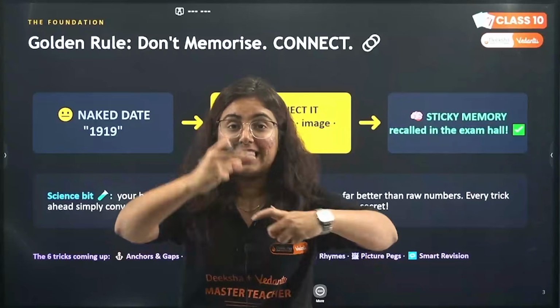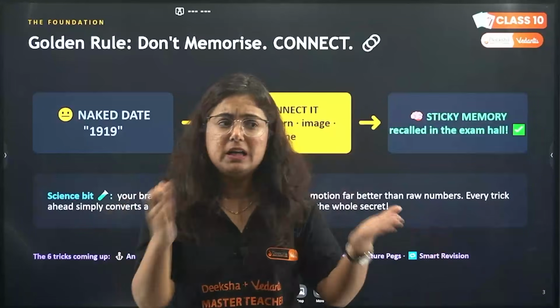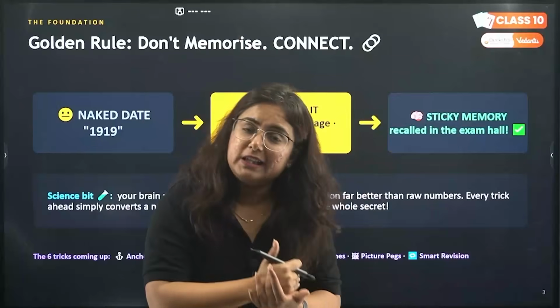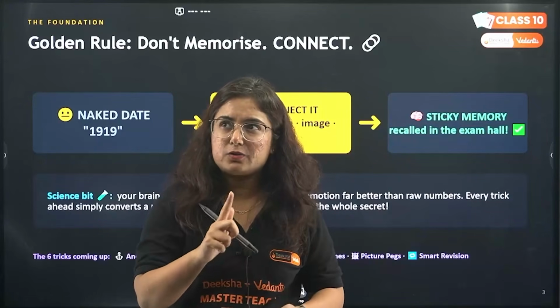So when you connect the events, when you visualize the events, now what do you remember? Acha, 20 years after the Indian National Congress was formed in 1885. Right? I guess 20, na?